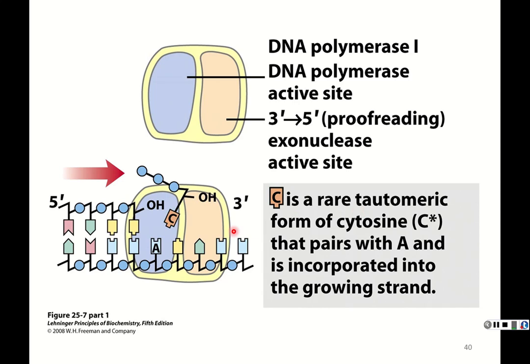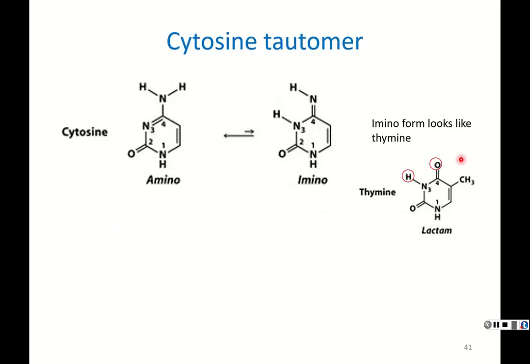Right, so let's say a C comes here and binds to A in that polymerase site. Well, that's not really the base pair that should be binding, but you can get this tautomerization of C that does pair with A and can be incorporated into that strand. And that's shown here, right? The tautomerization can make C look like this, which looks sort of like thymine, right? So it can then H bond with A.